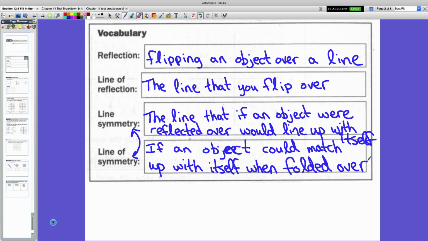Some really common examples of line symmetry: think of a butterfly. When you're in elementary school and you put the paint on one side of your butterfly and then fold the construction paper and got a beautiful butterfly on both sides, that's line symmetry. But first, we're going to start with some reflections.